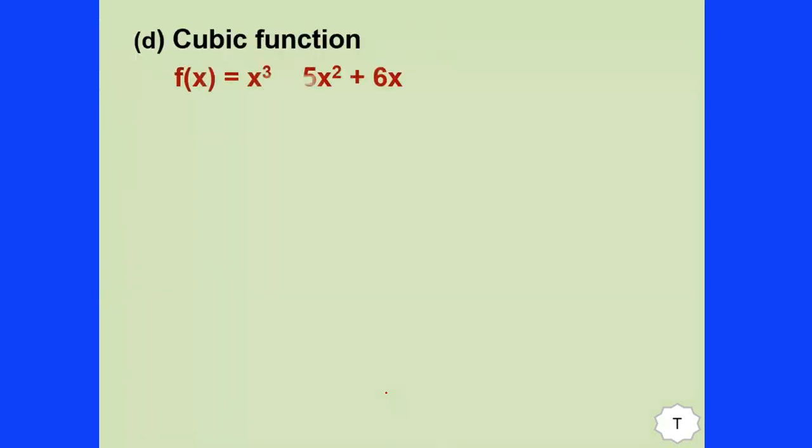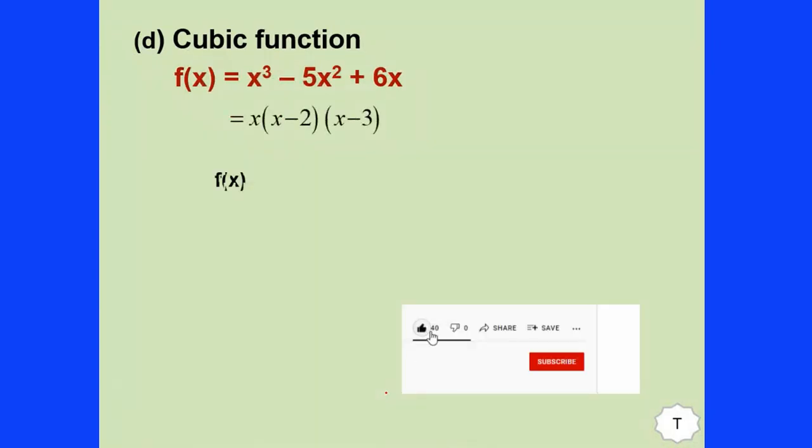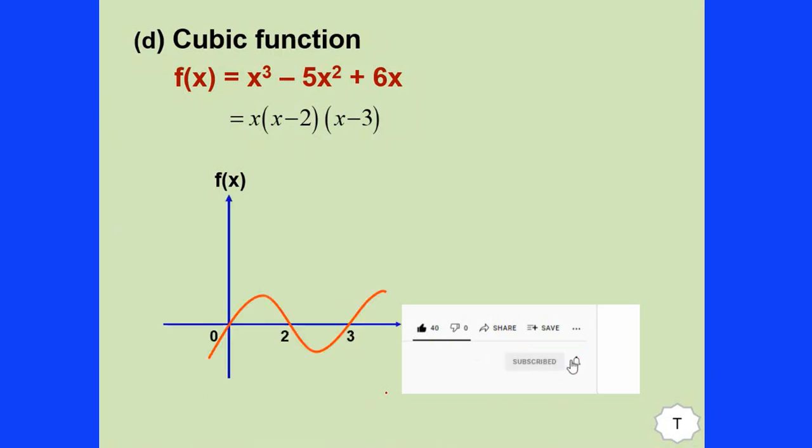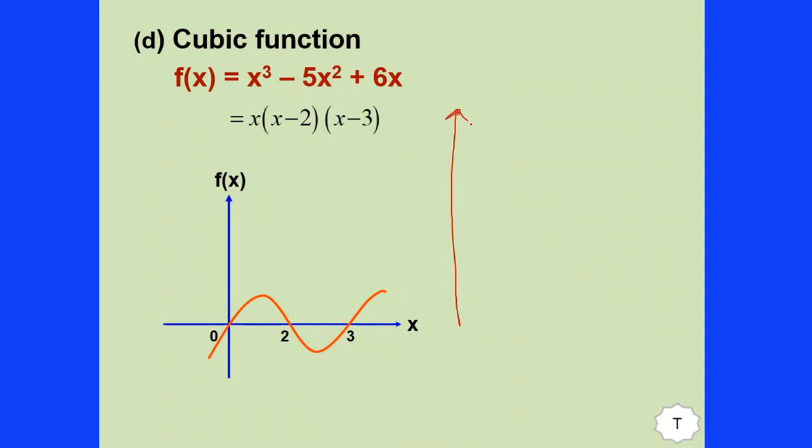Cubic function. Okay, graf dia bentuk macam S. Okay, ni dia graf bentuk S. Macam ni, comel sikit graf dia. Bentuk S. Macam ni lah. Panjang sikit. Macam tu.